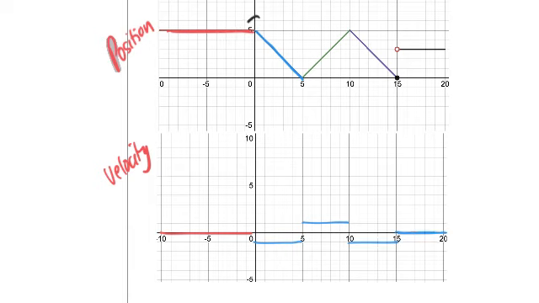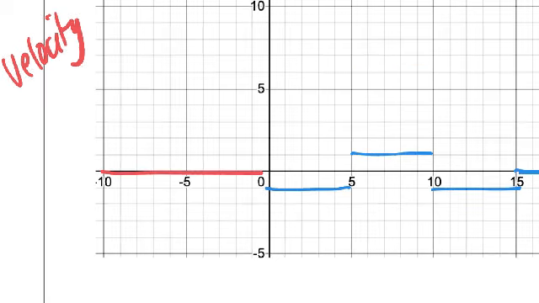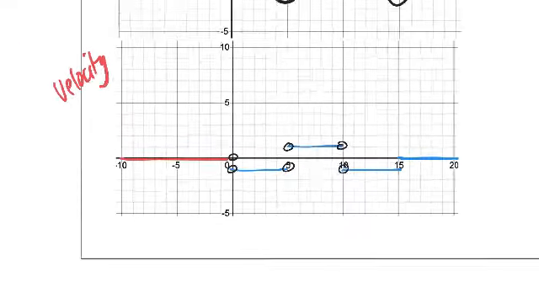Important to note that sharp corners are not differentiable. Discontinuities are not differentiable. And so for those places, we're going to leave it as an open circle on our derivative. There is no derivative at those places.